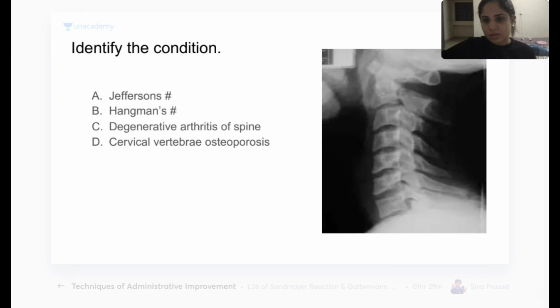This is a C1 fracture, not a C2 fracture. Actually, there is a sign over here. Can you try to imagine that this looks like the face of a bulldog?